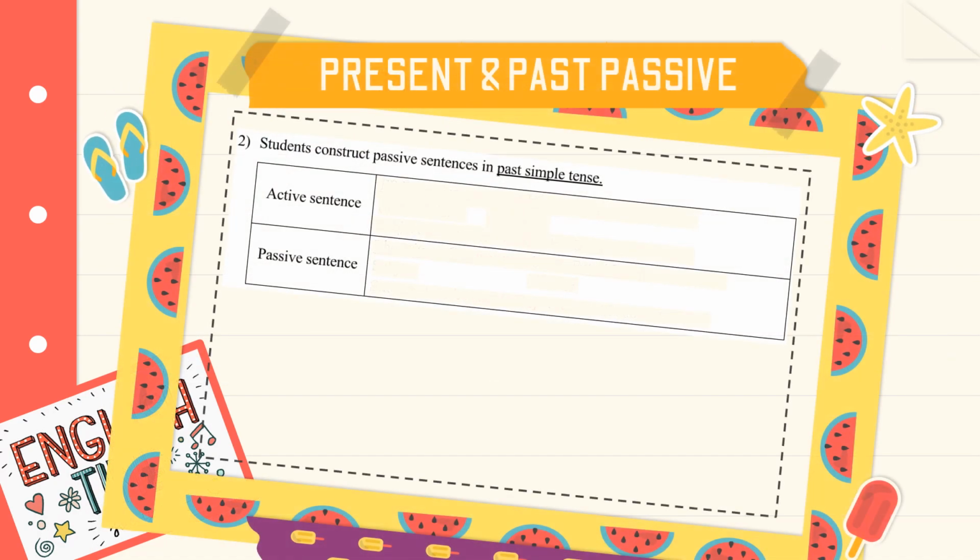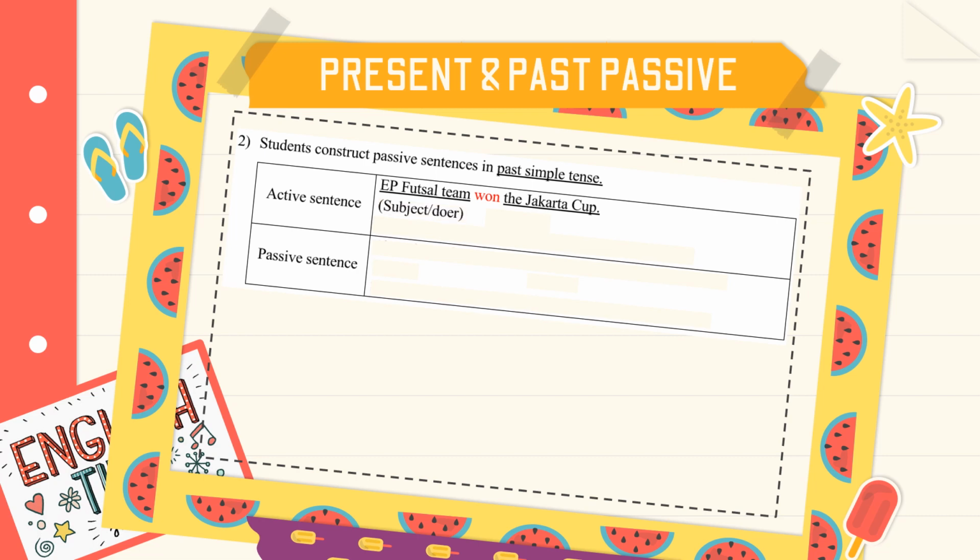Making passive sentences in past simple tense. The active sentence is: EP Futsal Team won the Jakarta Cup. Now which one is the doer? The doer is EP Futsal Team. That's why it is an active sentence. The subject is the doer.